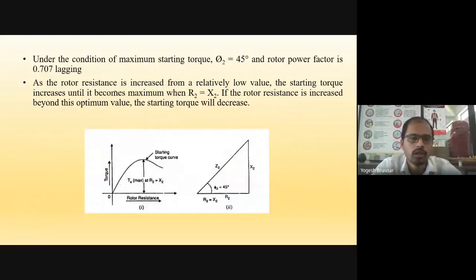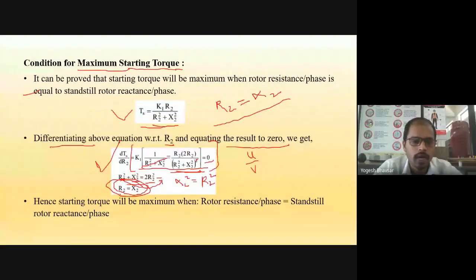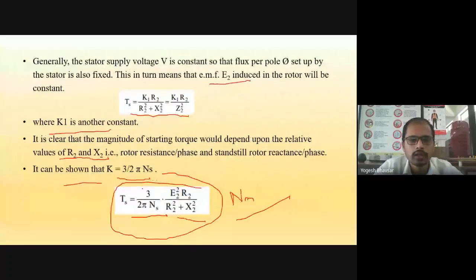Now by this relation, we can observe that at the condition for maximum torque, the angle phi2 is 45 degrees, and the rotor power factor is 0.707 lagging. How to calculate this? By this condition, R2 is equal to X2. So at that condition, the resistance and reactance both are equal. So the impedance will be R2 square plus R2 square, it will be 2 times R2 square, and one R2 will get cancelled.